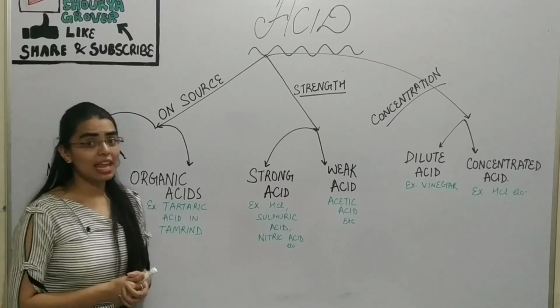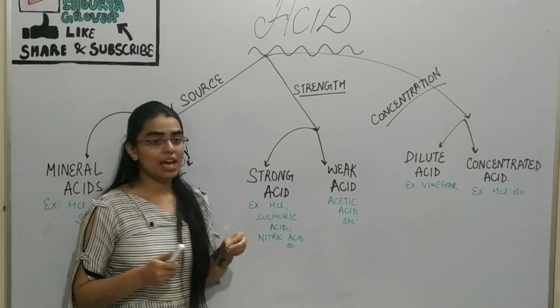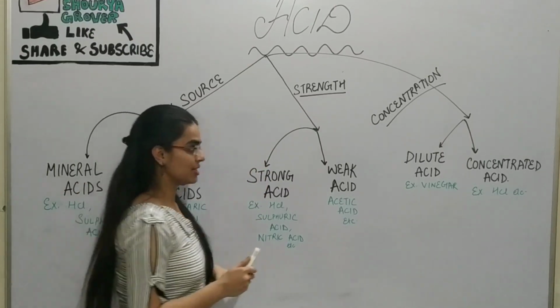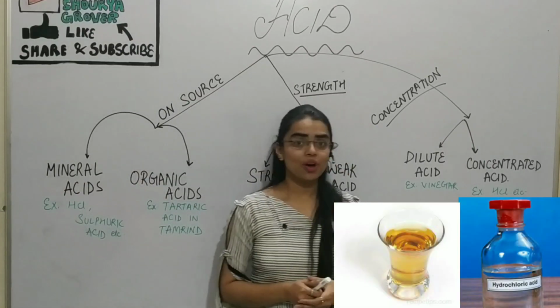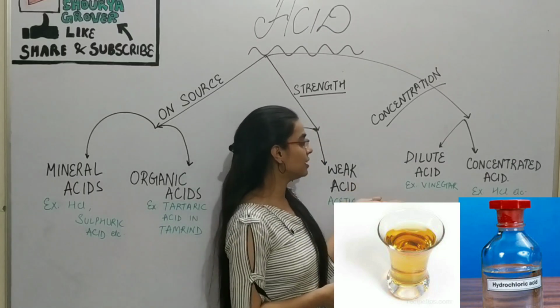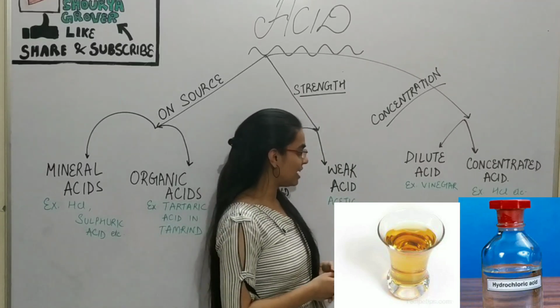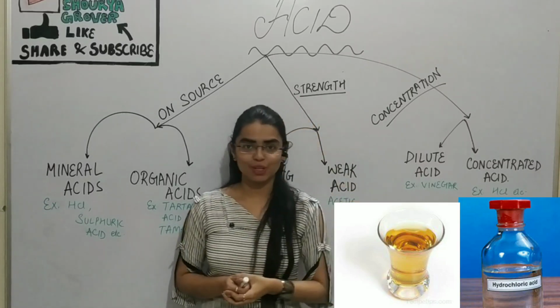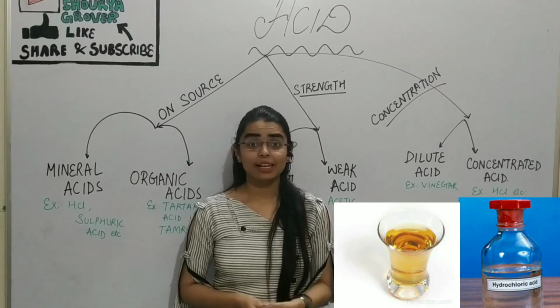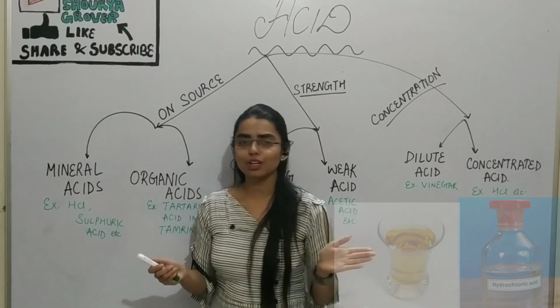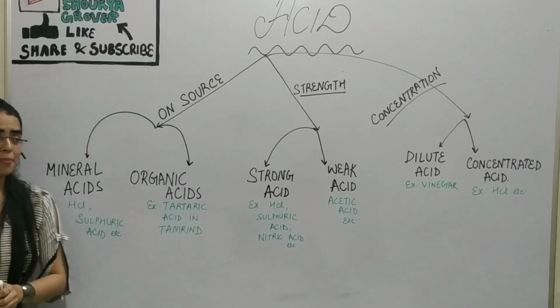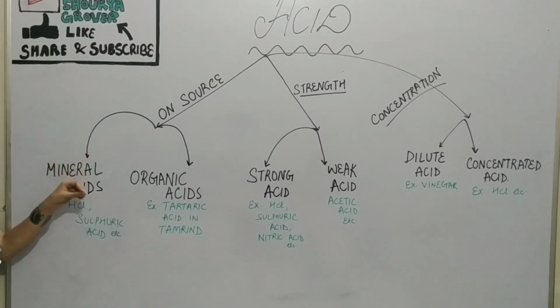Now comes the last kind of differentiation of acid, based on the concentration. Yes, if we divide acid on the basis of concentration, then it is divided into dilute acid and concentrated acid. Now, an example of dilute acid is vinegar and an example of concentrated acid is HCl. Now, I am going to explain all of them in detail, but before that, you can write this in the form of this table. You can even write the examples so you can easily learn through this table.